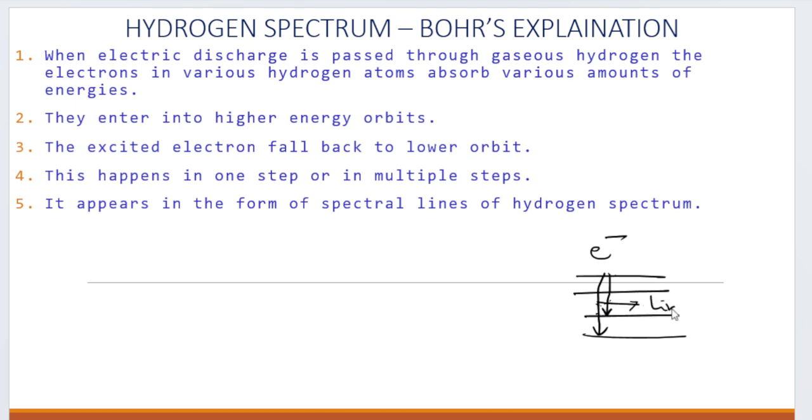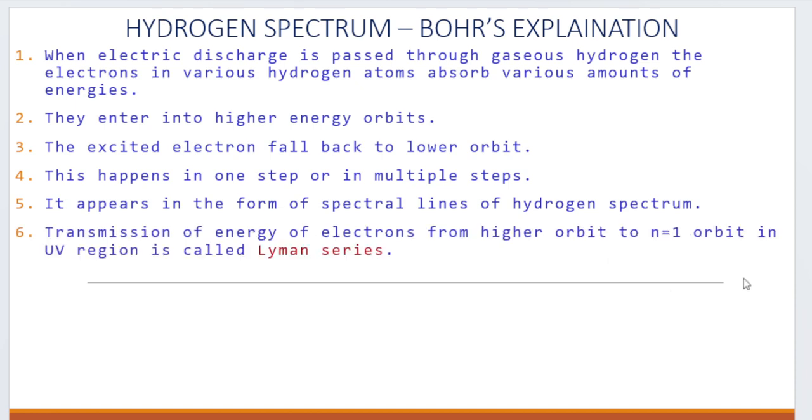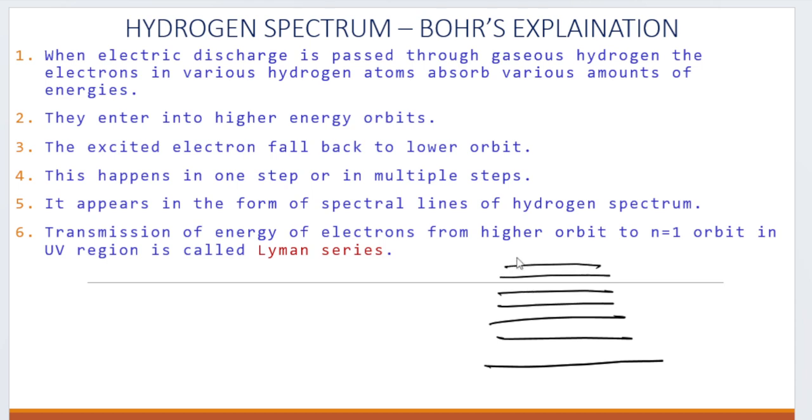Now these are the line spectra transitions. When electrons jump from a higher energy level directly to the first energy level, n equals 1, the lines appear in the UV region.